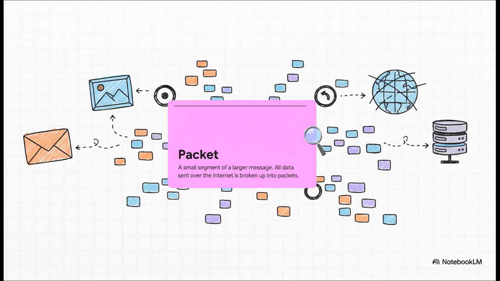Here's a wild thought. Everything you do online, whether you're sending an email, posting a photo, or even watching this, doesn't travel in one giant piece. It gets chopped up into these tiny, manageable little chunks called packets. This whole process is called packet switching, and it's the secret sauce to the internet's amazing efficiency. It's how it can handle so much traffic at the same time.